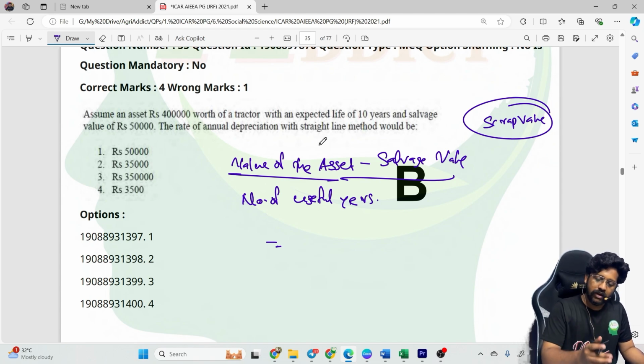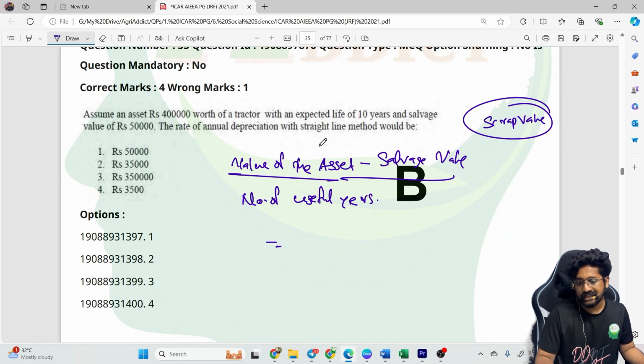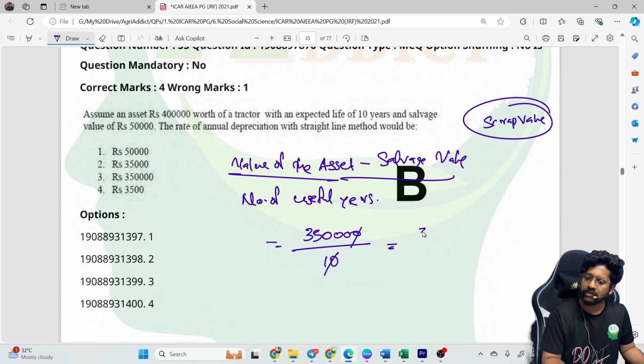So therefore the annual rate of depreciation with the straight line method can be calculated using the straight line equation, that is value of the asset minus salvage value divided by the number of useful years. So we have been given all the values. Value of the asset is nothing but 4 lakh, salvage value is 50,000, so therefore the difference will be 3,50,000 rupees, and the expected life is given as 10 years, so therefore the annual rate of depreciation will be 35,000 rupees. So therefore answer 2 will be the correct one.